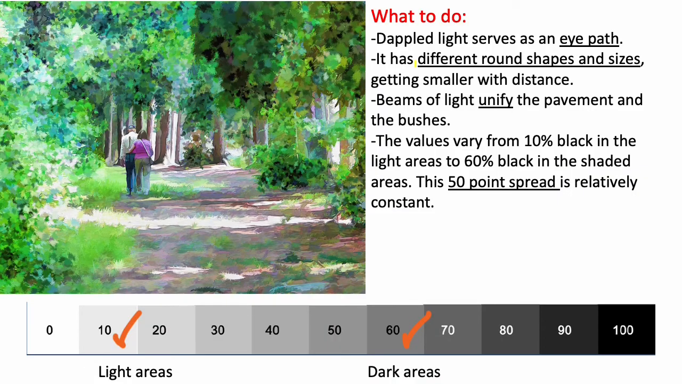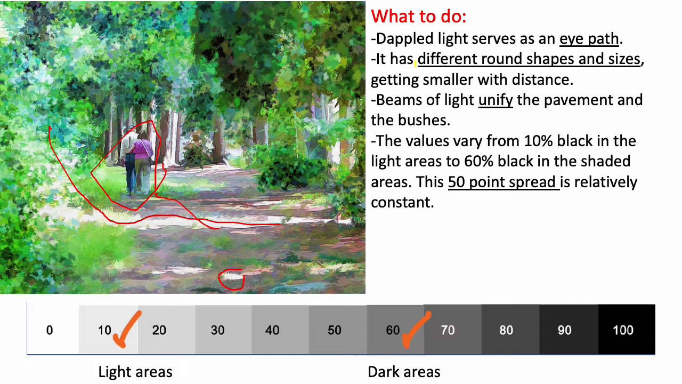So let's examine this effective use of dappled light. The pattern serves as an eye path leading to the two people who are the focus of the painting. We see different round shapes and sizes of the light areas getting smaller with distance. Beams of light unify the pavement with the bushes. Notice that the colors and textures vary in the shade, but not in the light areas, making the light seem intense, as if bleaching out details and colors.